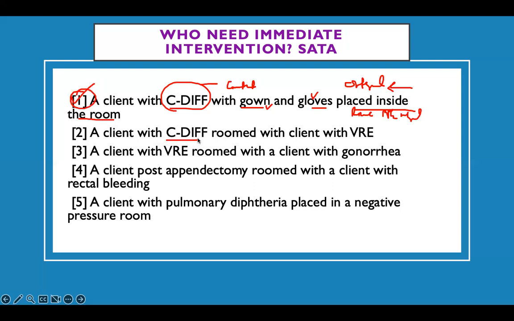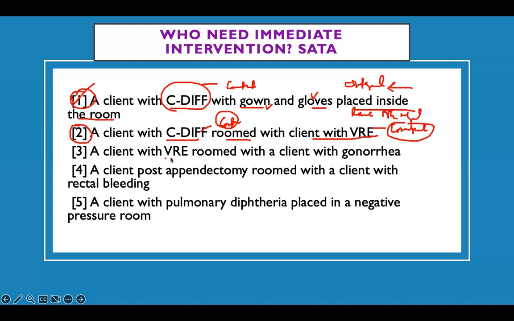The client with C. diff roomed with the client with VRE. We have a contact problem. What is the principle of rooming? Same organism, not the precaution. These are different organisms, but the precaution is the same, contact. So we need to intervene. If you have different organisms, the precaution does not matter.